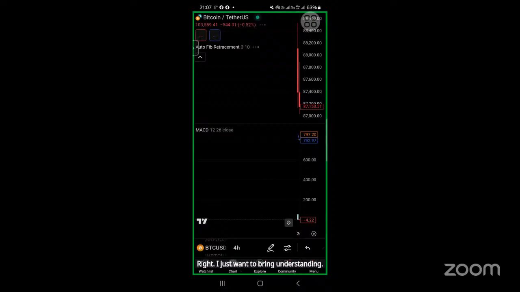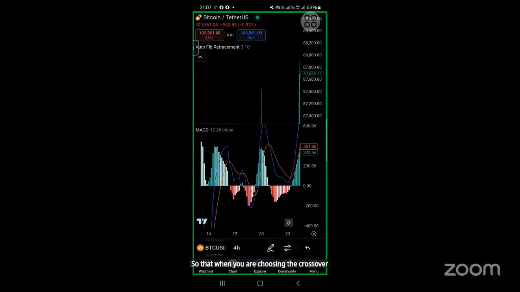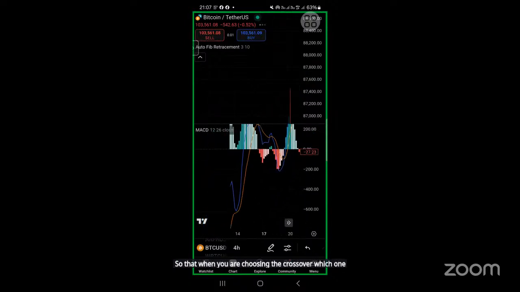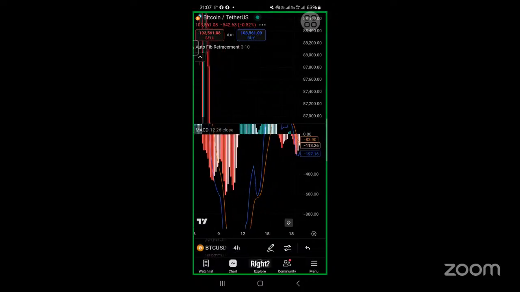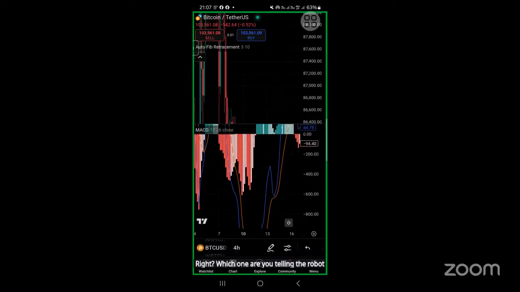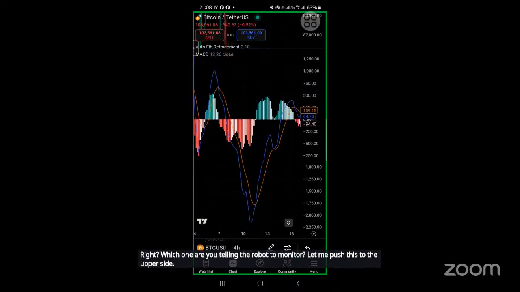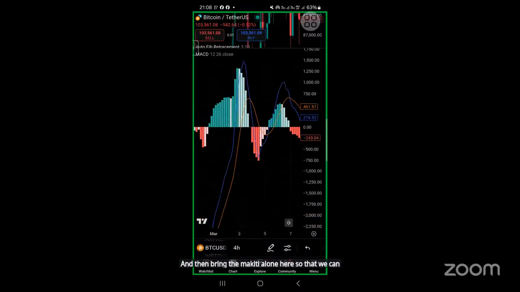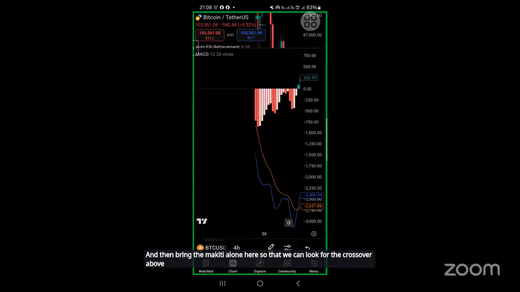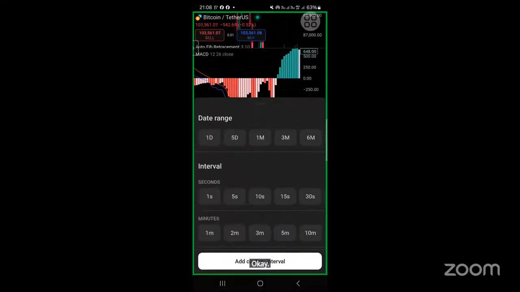I just want to bring understanding so that when you are choosing the crossover, you know which one you are telling the robot to monitor. Let me push this to the upper side and then bring the MACD alone here so that we can look for the crossover above the zero line. Okay. Let me check in another time frame. Maybe I will find it.